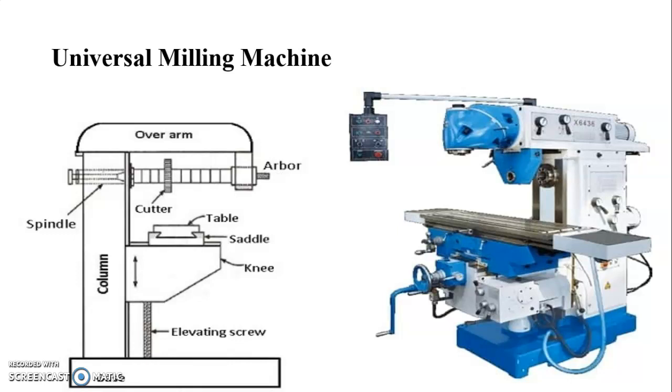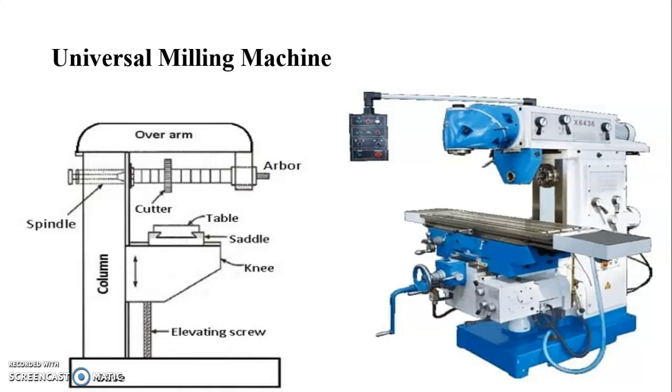So in this diagram, the workpiece is mounted on the table and can be moved in four ways: vertically by moving the knee, longitudinally by moving the table, crosswise by moving the saddle, and by swiveling of the table. So here we can obtain the four movements or motions of the workpiece.